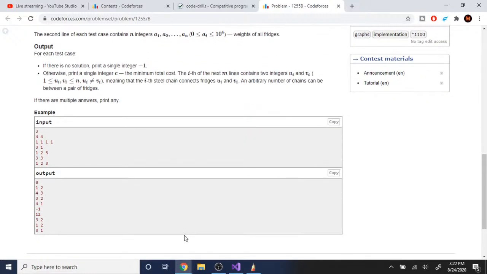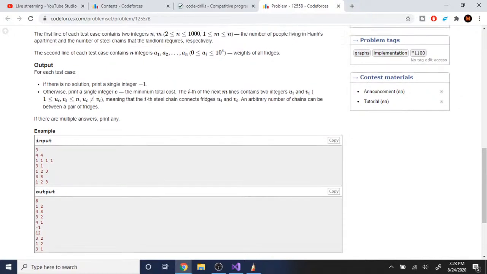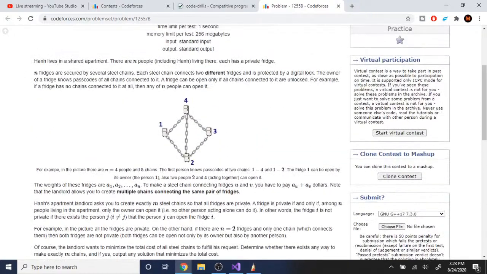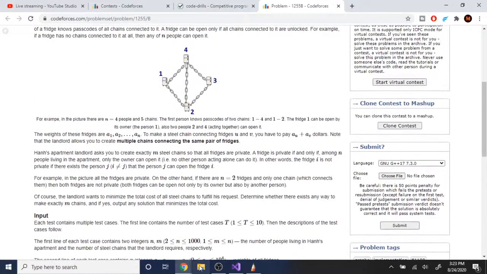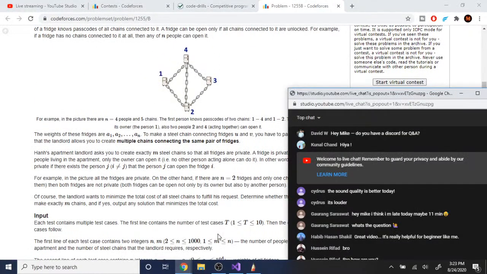If I do 2, 4, 3, 3, 4. Do they want us to... No, okay, I don't think it has to do with cycles. I don't know.